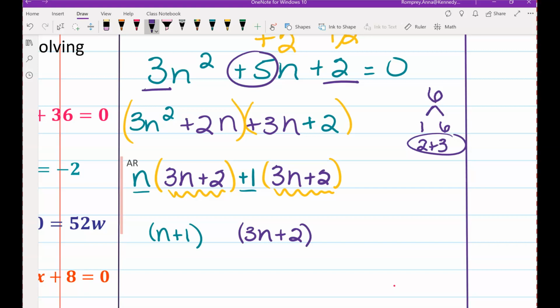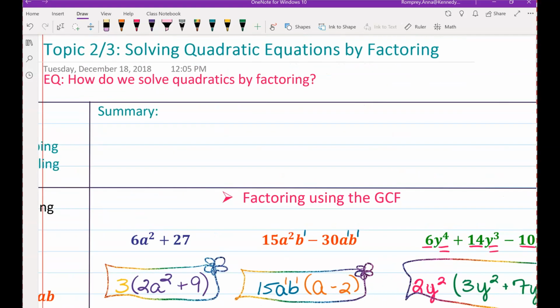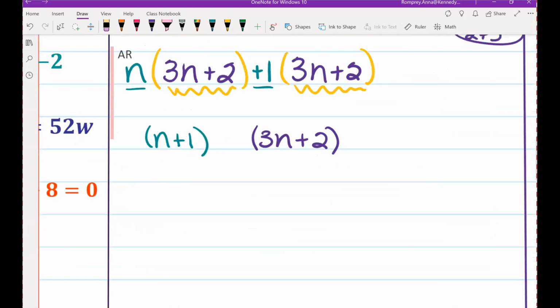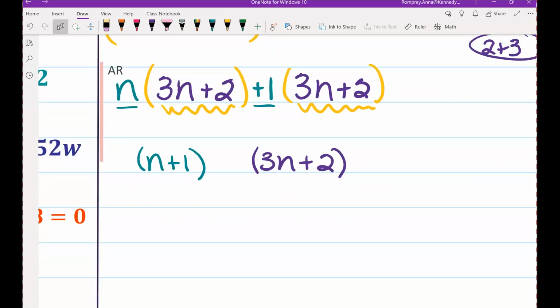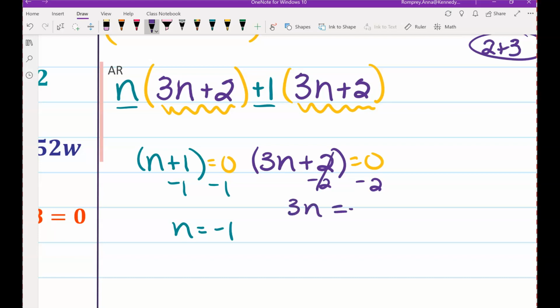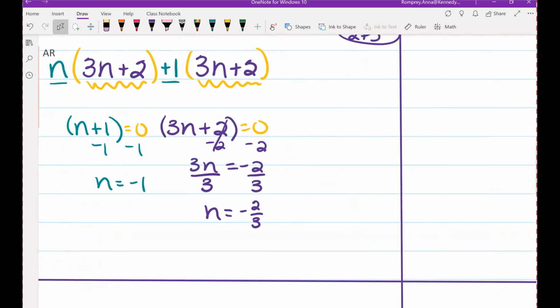Now this did say, I think what was the title? Solving quadratic equations by factoring. So we're going to solve, we're going to find the solutions. Remember, technically this was set equal to 0. So we're going to set both of these equal to 0 and solve for n. So n plus 1, if I set it equal to 0, subtract 1, n equals negative 1. 3n plus 2, set it equal to 0. Subtract 2, 3n equals negative 2. Divide by 3, n equals negative 2/3.